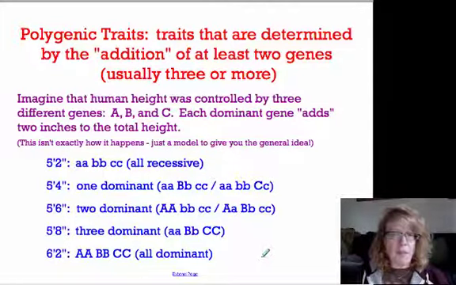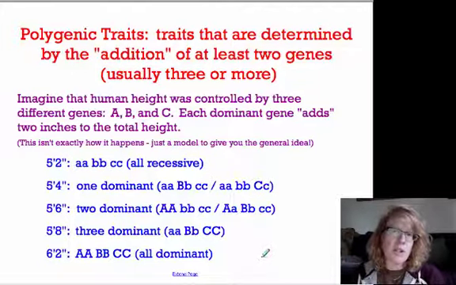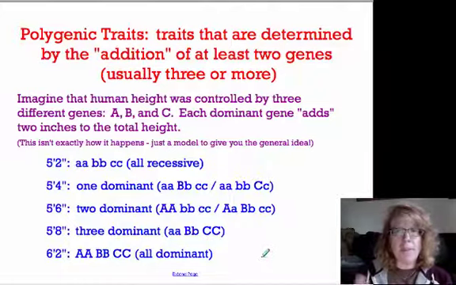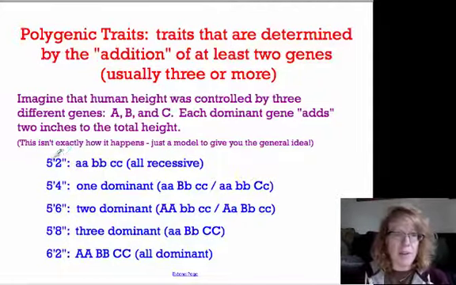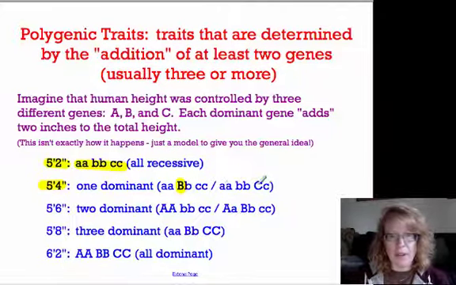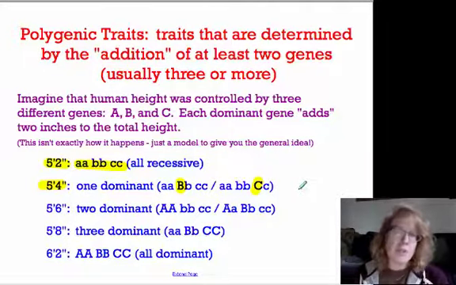So I've got an example right here, and this isn't quite right, but it'll give you the idea that if there's 3 different genes, gene A, gene B, and gene C, that all controlled your height, then the total number of dominant genes would add 2 inches to the base height. I have right here the base height as being 5'2" if you're all recessive. If you're 5'4", then you have 2 additional inches to it. So there's a couple of different ways you could do it, right? Any one spot could have a dominant trait, and that would add 2 inches to your height.